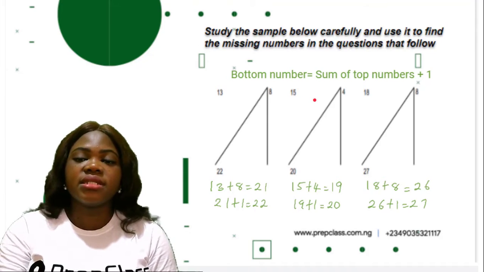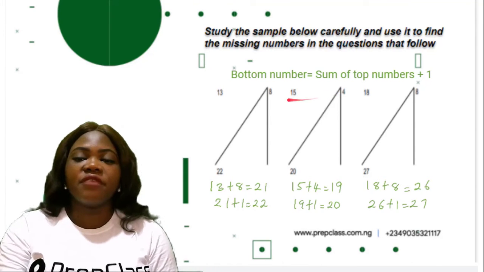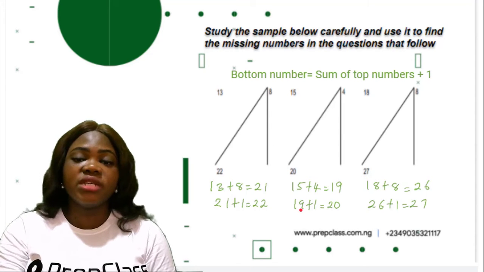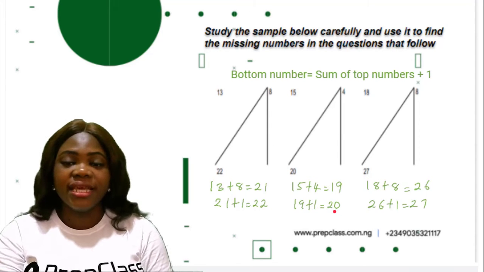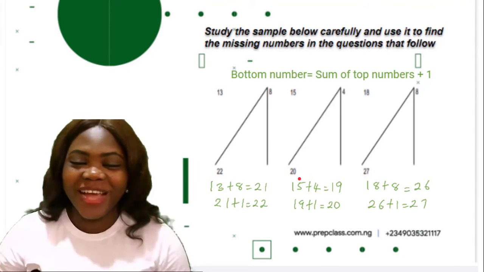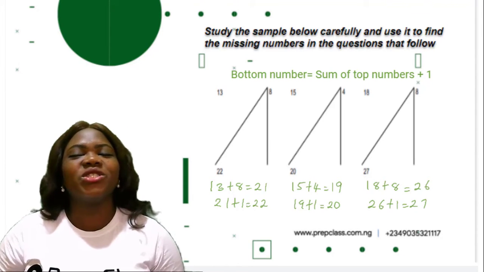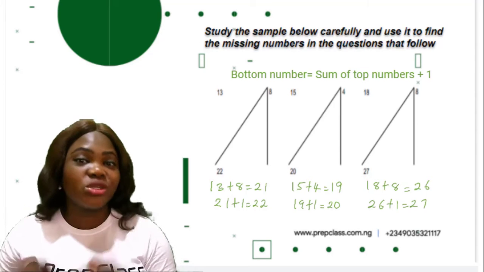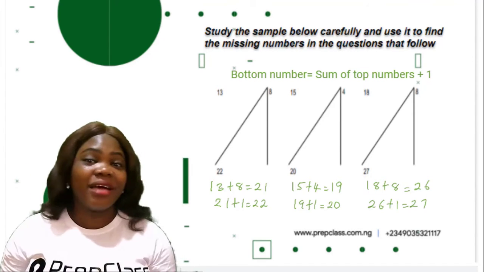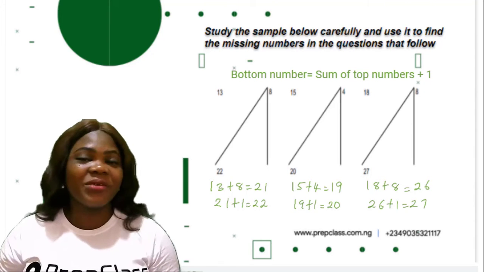So this is the second sample. The two top numbers are 15 and 4. So 15 plus 4 is 19. Then add 1 to it again. 19 plus 1 is 20. And that's the bottom number. Wow! We got this right. But before we still answer the questions, let's see if it works with the third sample as well, because that math must work for all the samples before we go ahead to answer the questions.